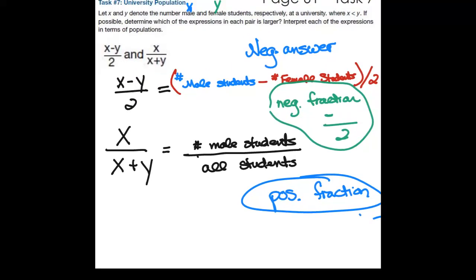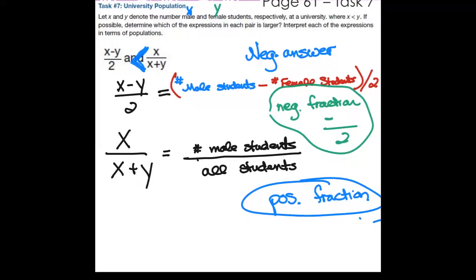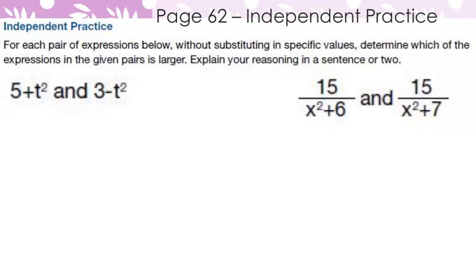And so which one is larger? The first one or the second one? The second one, yeah, because the first one is negative. A negative is always going to be less than a positive. All right? Again, we have no idea what the population is, but just in looking at these expressions, we can determine that information. Questions on that one? All right, let's turn the page. We got more to do.